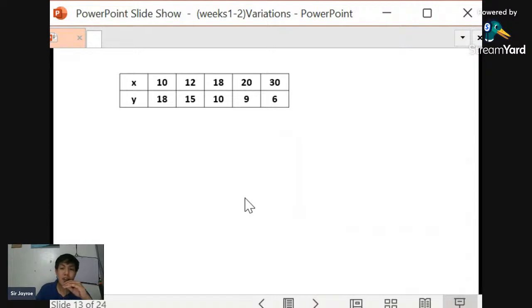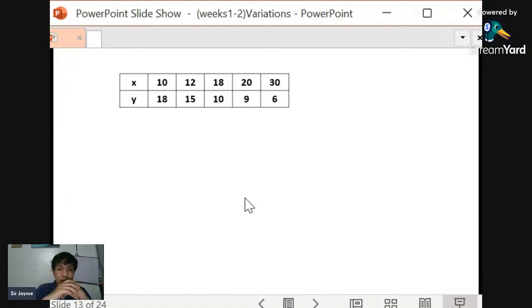So, try to identify. This time, we have three possible answers. So, the answer could be, is this table direct variation, inverse variation, or not a variation at all? Okay? Pag sinabing not a variation, ibig sabihin walang constant. Wala siyang constant, hindi variation yon. So what do you think is the answer here?